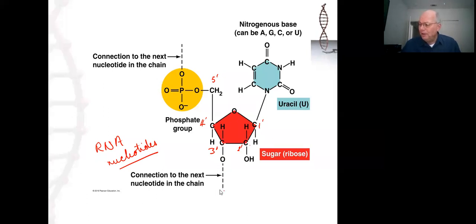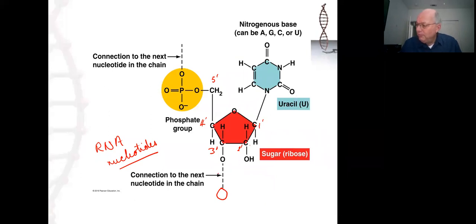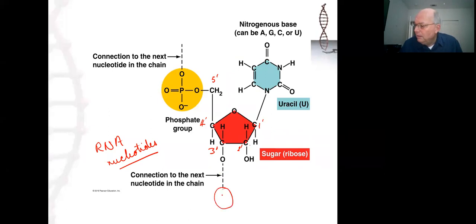So the next nucleotide in terms of its phosphate group would be found here. Oops, that's not what I want. So its phosphate group would be here, and this would be to the 5' carbon of the next nucleotide, and so on. And so that's why the 3' and 5' become important. Again, we'll learn much more about that when we do the DNA chapters later in the semester, chapters 9 and 10.